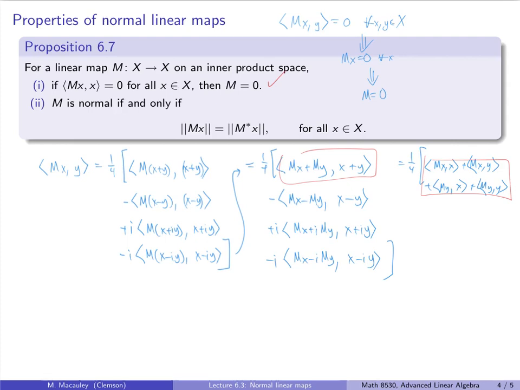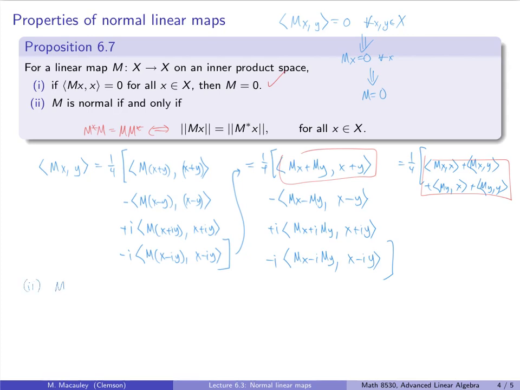This one's going to hold. Okay, so why is part 2 true? This is saying that an equivalent characterization of M being normal is that the image of any vector has the same norm under M and under its adjoint. That is perhaps a little bit surprising. So this is saying that M commutes with its adjoint if and only if these things stretch any vector the same amount. Okay, so let's prove that down here.